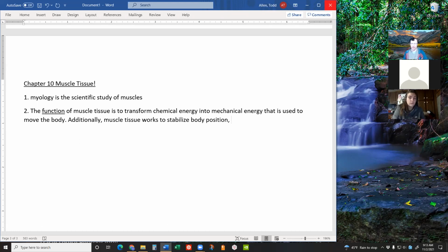also to regulate organ volume, right? What's the volume of urine in our urinary bladder at this moment? What's the volume of material in our stomach at this moment? What's the volume of material in our large intestine at this moment? So, regulate organ volume.